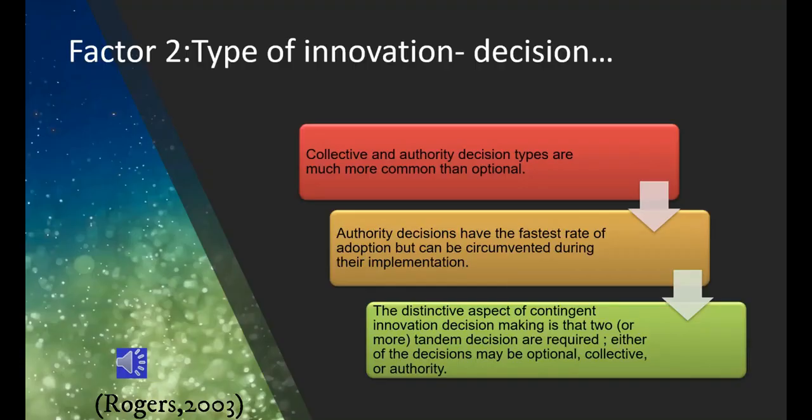Collective and authority decision types are much more common than optional. Authority decisions have the fastest rate of adoption but can be circumvented during their implementation. The distinctive aspect of contingent innovation decision making is that 2 or more tandem decisions are required. Either of the decisions may be optional, collective, or authority.